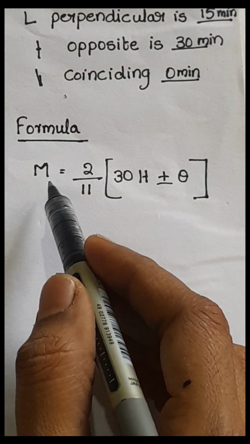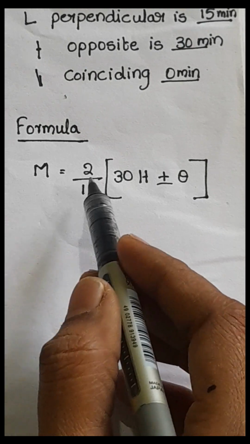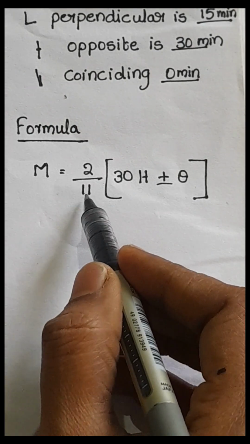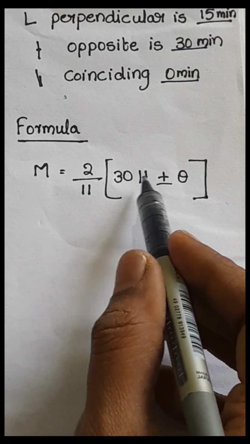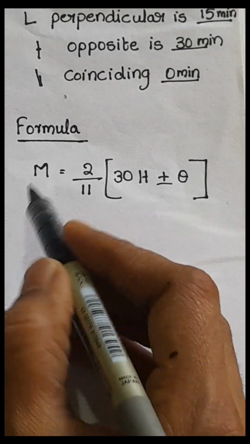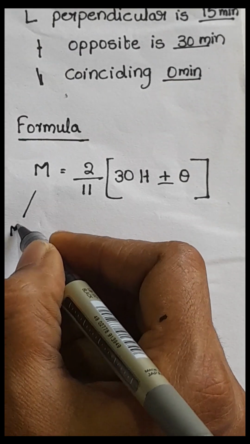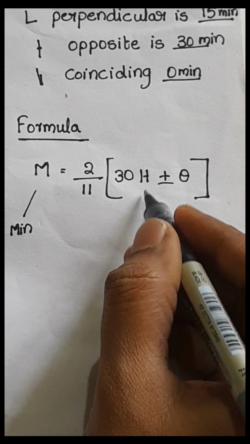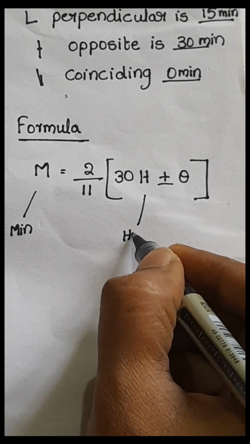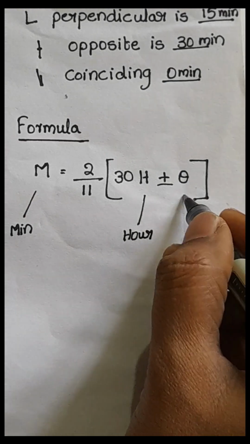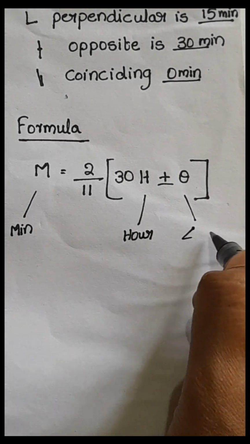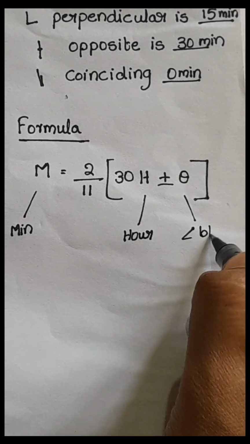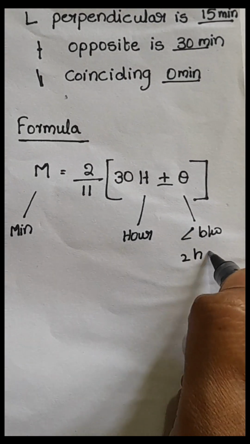The formula we use for the problems related to the clocks is m is equal to 2 by 11 whole bracket 30 into h plus or minus theta. M is minutes, 2 by 11 constant, 30 is constant, h is starting hour. Theta is angle between the two hands.